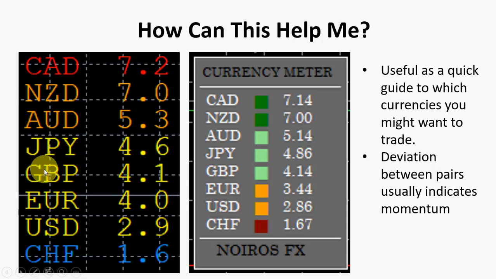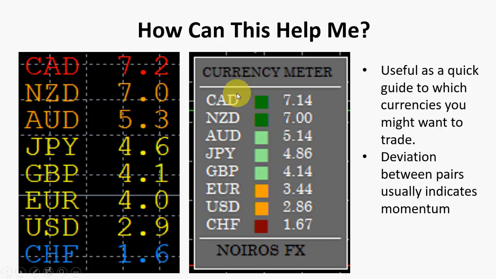So if you play these two against each other, say GBP Japan, you know what will happen? They will be in a range. So this information is very, very useful. Actually, the deviation between the pair also indicates momentum.